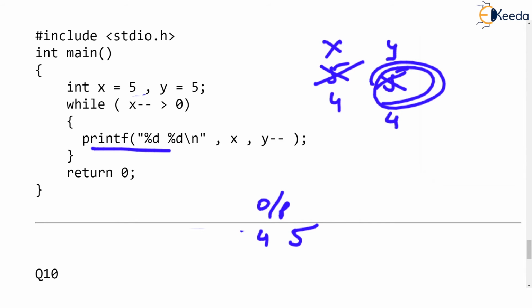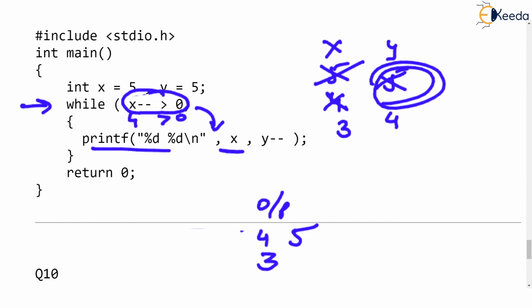Check this while again. x is 4. So we are asking, is 4 greater than 0, which is true. So the while will execute. But after checking this condition, x will reduce, x minus minus will be done. And now it is printing x. So the first output is 3. And then it is printing y.